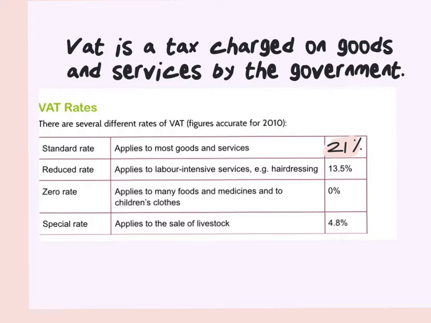You can see here there's different VAT rates. The two that we're going to look at the most will be the standard rate, which at the minute is 21%. That will change to 23% in March. And then this reduced rate, which is 13.5. So they're the two that we really focus on. I've just added in the other two there. So zero rate, that's on children's clothes and many foods and medicines. And then the special rate applies to livestock, which is 4.8%. But these two here would be the two that we're going to really focus on.